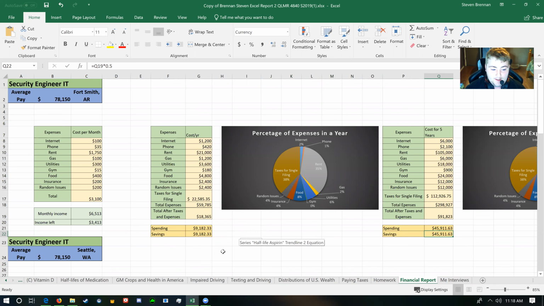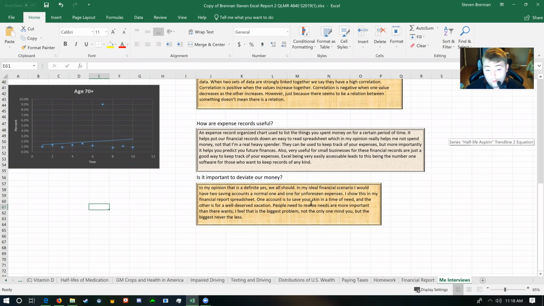I show this in my financial spreadsheet. One account is to save your own skin in a time of need, and the other is a well-deserved vacation. Oh well, and when I said save your skin, I meant save your family's or friend's skin in anybody's time of need. And people need to realize needs are more important than wants. It's an important factor that most people don't realize. I feel it's the biggest problem. That is definitely the biggest problem, especially with my sister. Not the only one in mind, but it's the biggest one nevertheless.